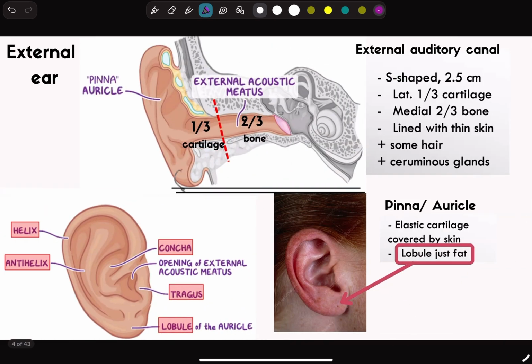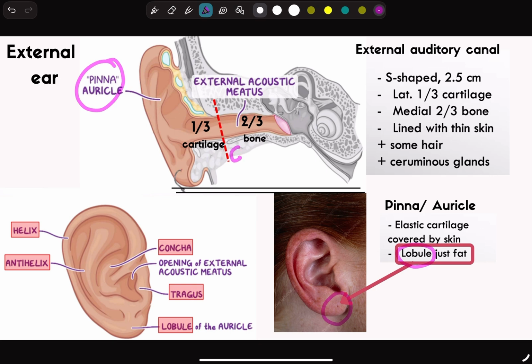Okay, so let's talk about the external ear. We said we have the pinna, which is basically a cartilage, okay? Except one part of it, which is the lobule. The lobule is here. It's soft. It has fat, and it's the place that we usually wear our earrings. So it doesn't have cartilage, just fat. It is very important to know that because we will correlate to it clinically later on.